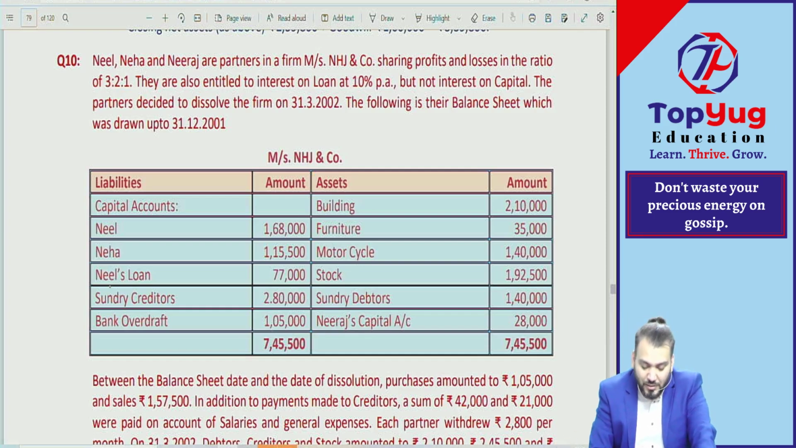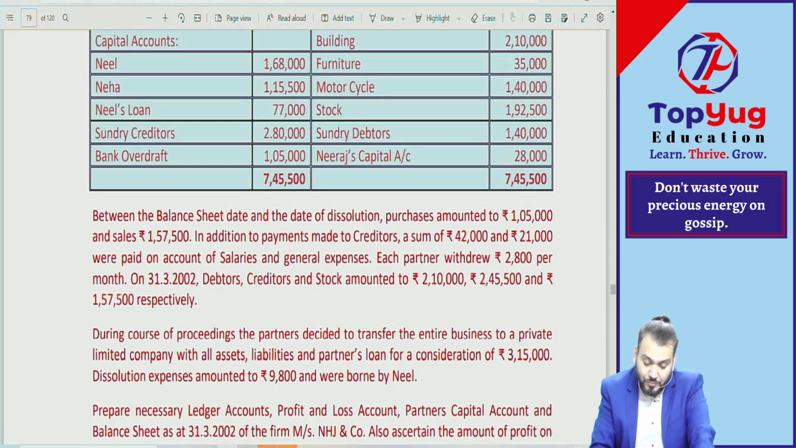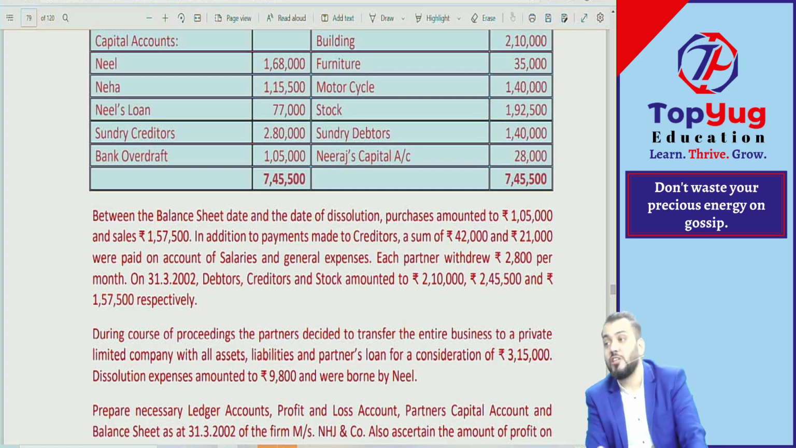Understood? Yes, sir. Then they have given Neel's loan. Okay, something like a bank overdraft. They have given all other information. Between the balance sheet date and the date of dissolution, purchases amounted to rupees 1,05,000. It means now they have given income and expense information. So if they have given income and expense information, we can prepare the statement of P&L, means the P&L account, and find out profit. Means in this question profit can be calculated. It means profit is given, so the balancing figure will be cash and bank.